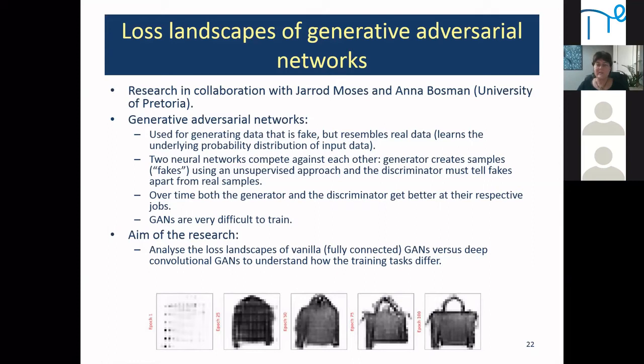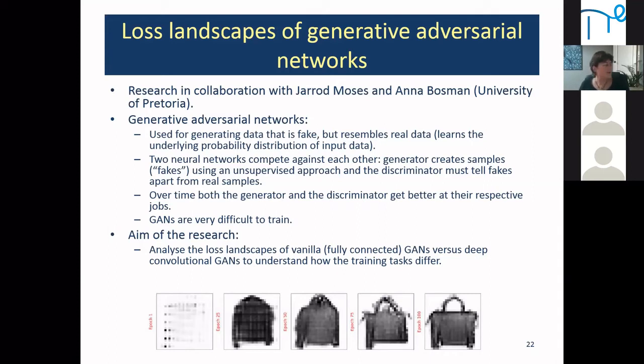So there are these two networks that work against each other. The one is trying to fool the other one, and the other one is trying to discriminate between the fakes and the real ones. And so we end up with a network that is able to generate images that look like other images that it hasn't ever seen before. So it's a very interesting idea and interesting technology.